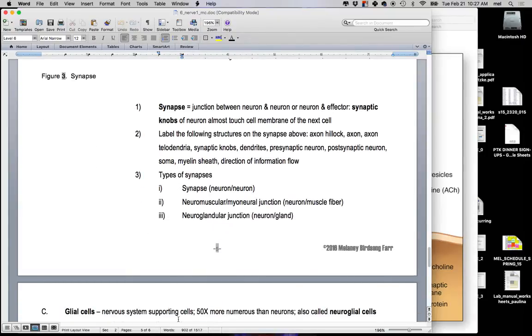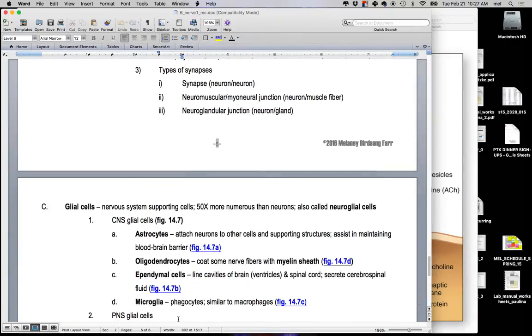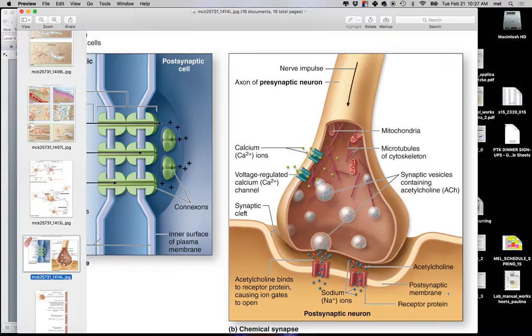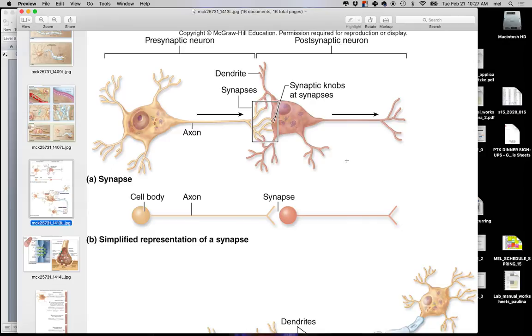Okay, now, last little tidbit about this is that neurons don't just communicate with neurons. Neurons can also communicate with muscles or glands. So this neuron right here, the presynaptic one, could be communicating, for instance, with a skeletal muscle fiber and telling it what to do, or smooth muscle or a gland.